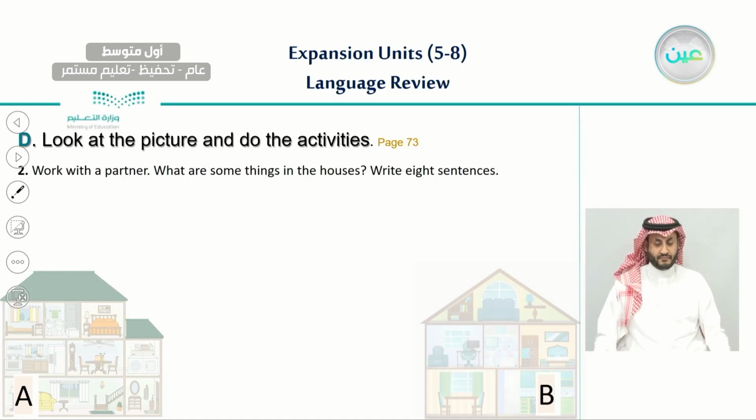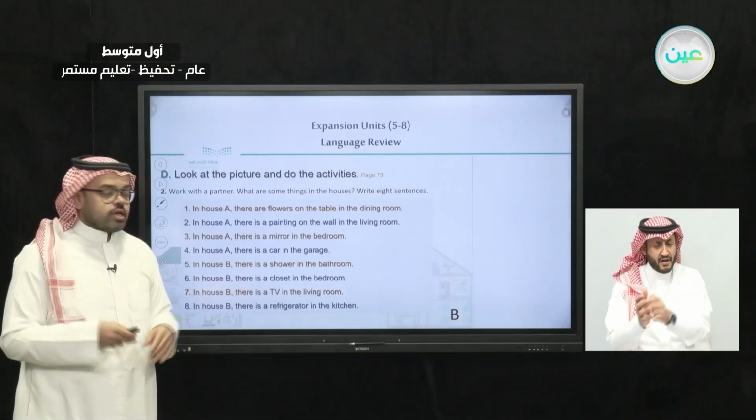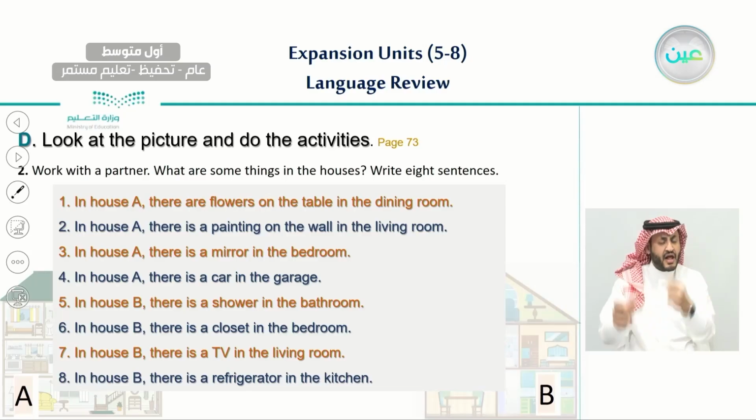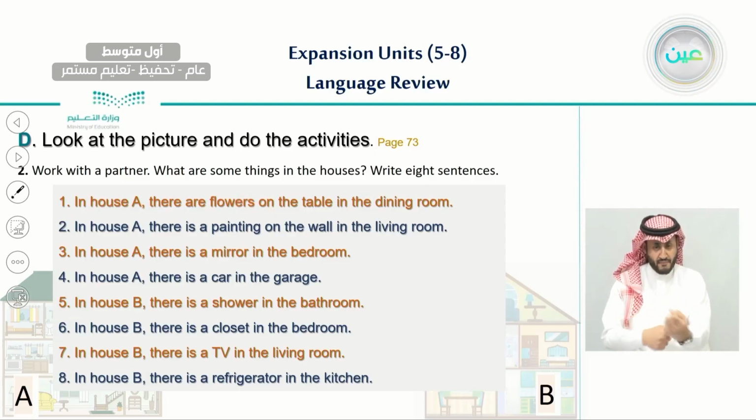The other exercise we have, the D exercise on the same page, is about not what people are doing, but what some things in the houses are. Just write about the things that we can see in the houses. For example, in house A, there are flowers on the table in the dining room. In house A, there is a painting on the wall.